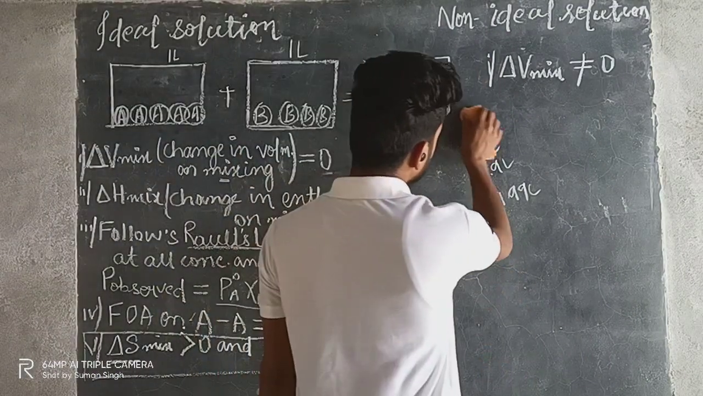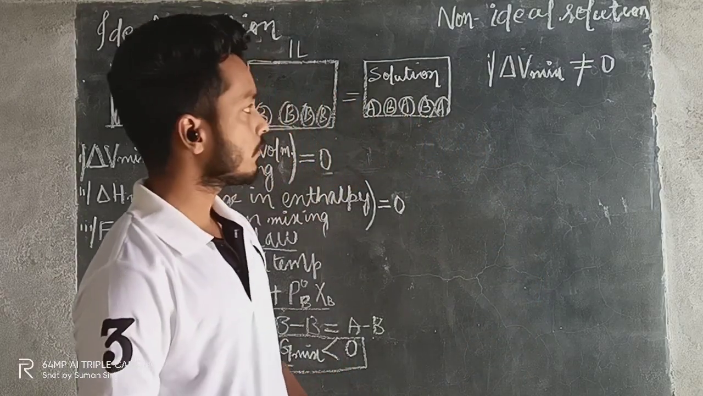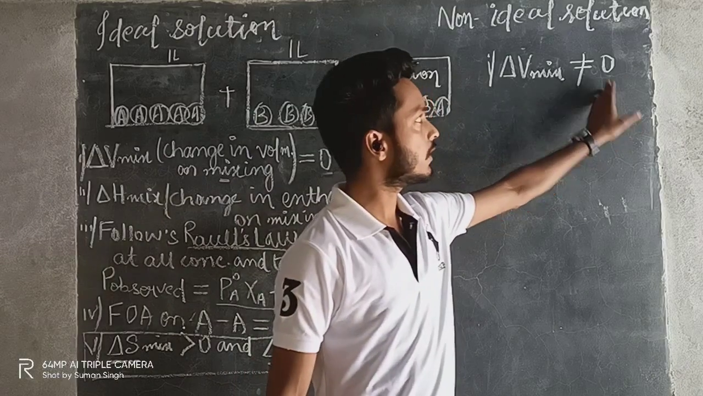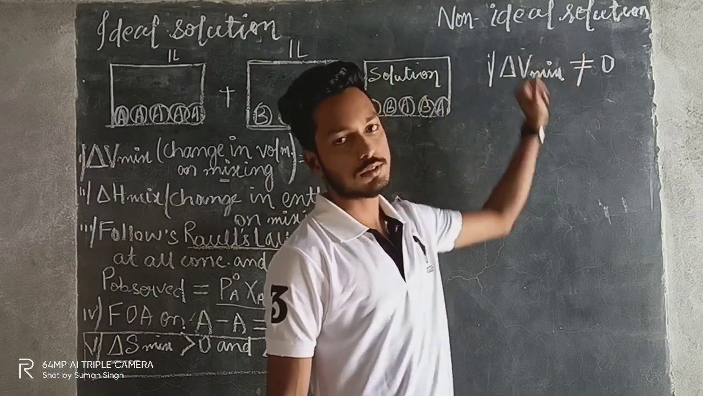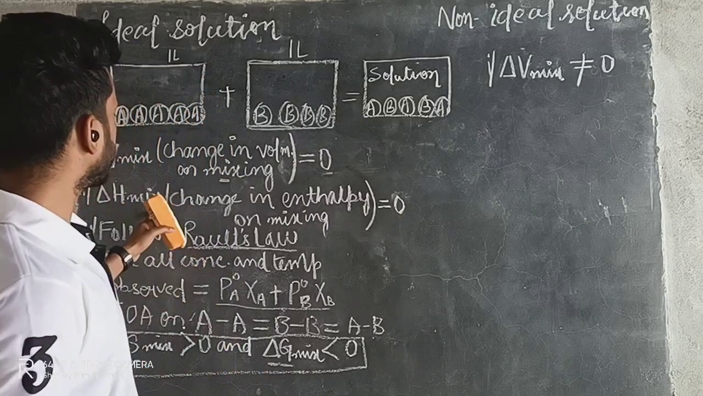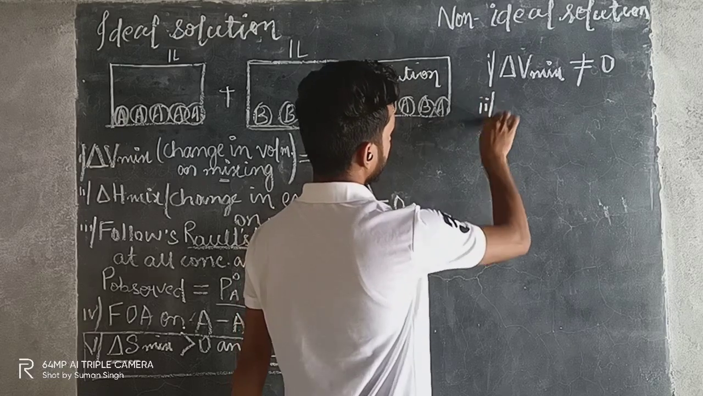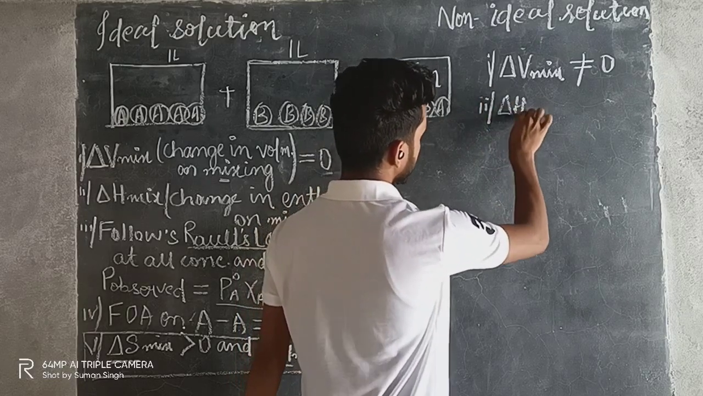If del V mixing is not equal to 0, then it is called what? Non-ideal solution. Okay. Now next, del H mixing. So the same thing applies to this also. Change in enthalpy on mixing, which is del H mixing.